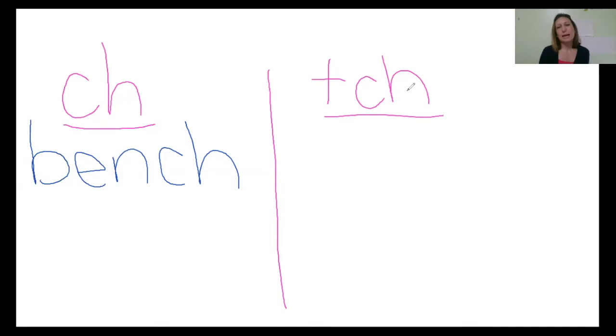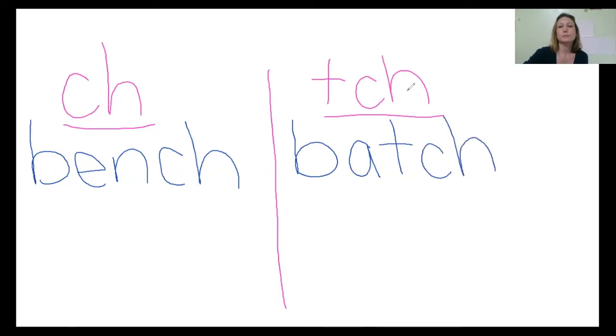Next one. Try batch. You might make a batch of cookies. Sound it out. Listen to where you hear the ch, what comes right before the ch sound. B, a, ch. I hear a right before ch, so I'm going to stick it on my TCH side. B-A-T-C-H.